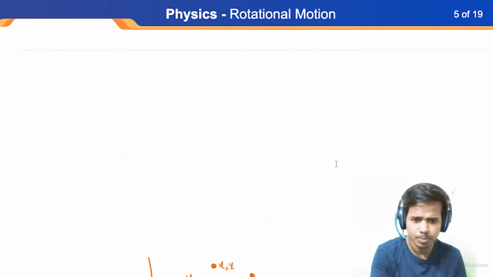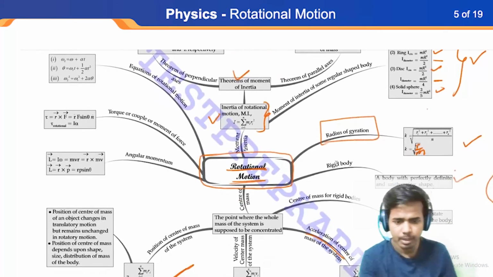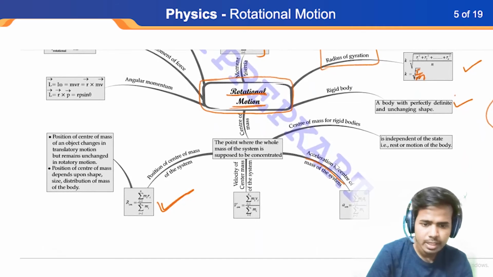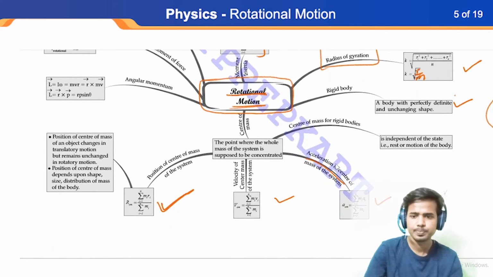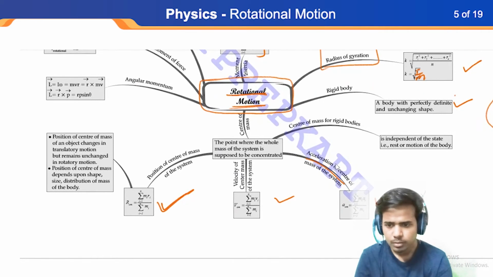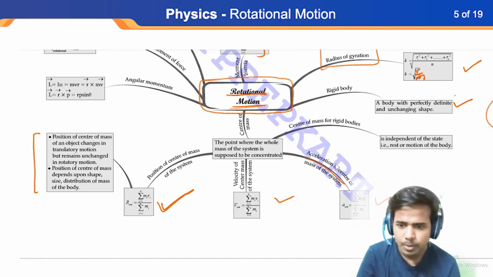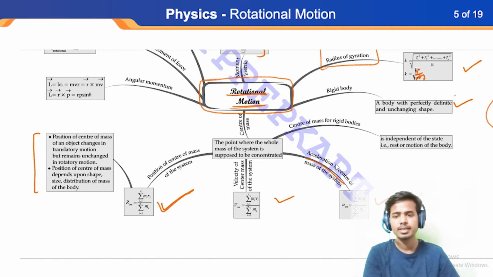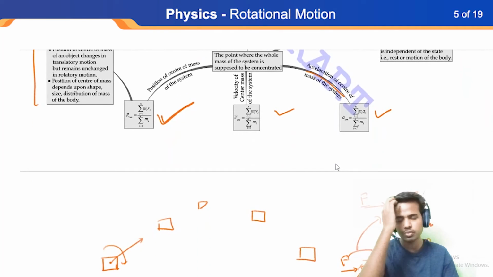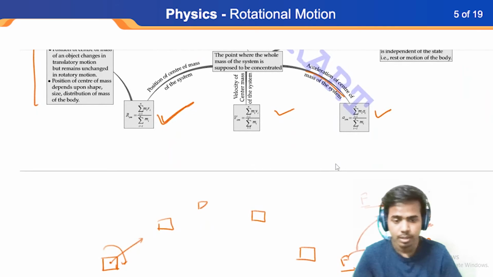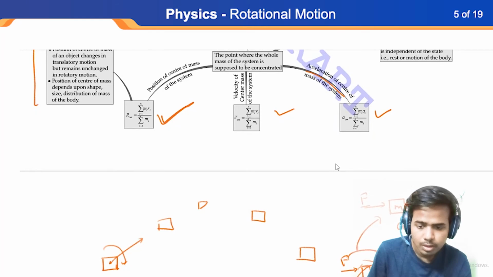Let's just check which part of the mind map we have covered. I think these have been covered. Now, the thing that I talked about is that the position of the center of mass of an object changes in translation motion but remains unchanged in rotation. Yes, this is the thing with which we started this chapter. In the example that I gave you for translation motion, the position of the center of mass changes, right? This is called pure translation.